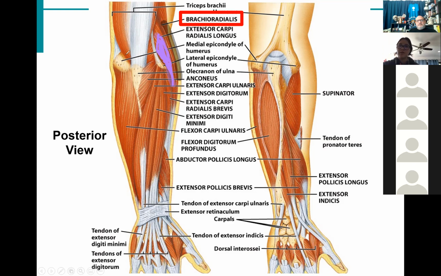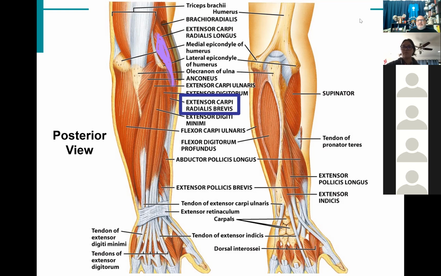The extensor carpi radialis longus. There you go. Extensor carpi radialis longus. Smallest belly, longest name. Notice next to it is the extensor carpi radialis brevis that we don't care about.